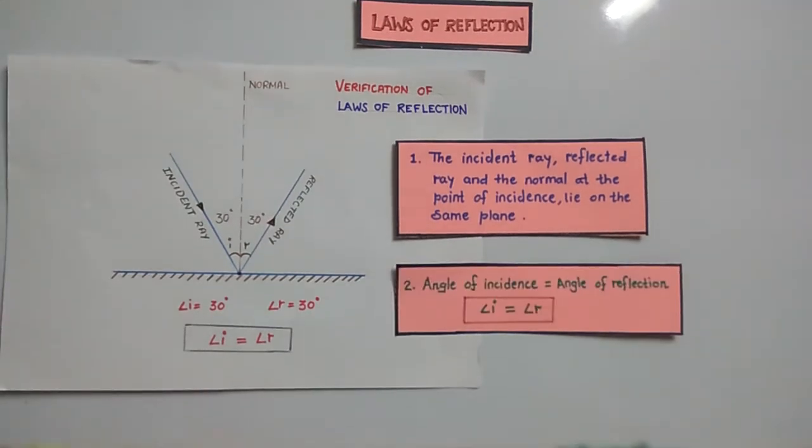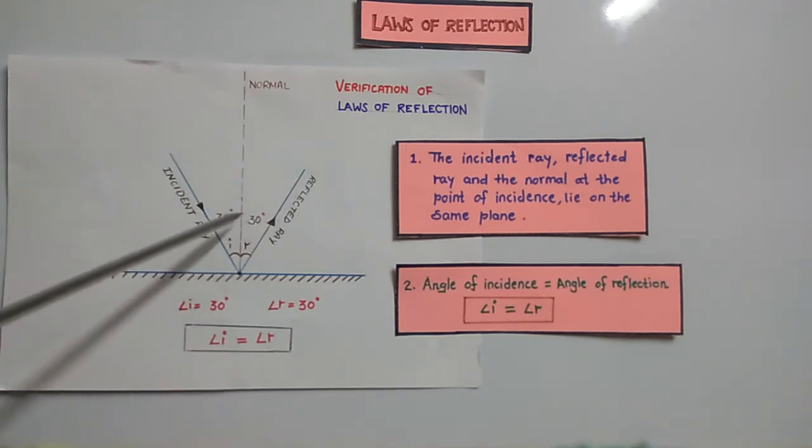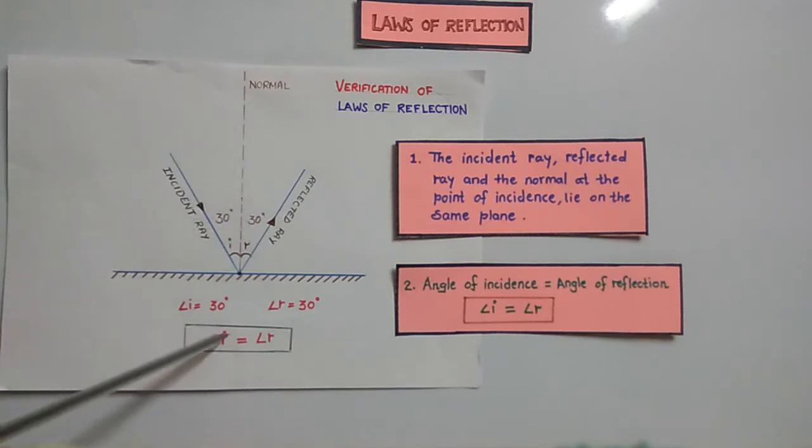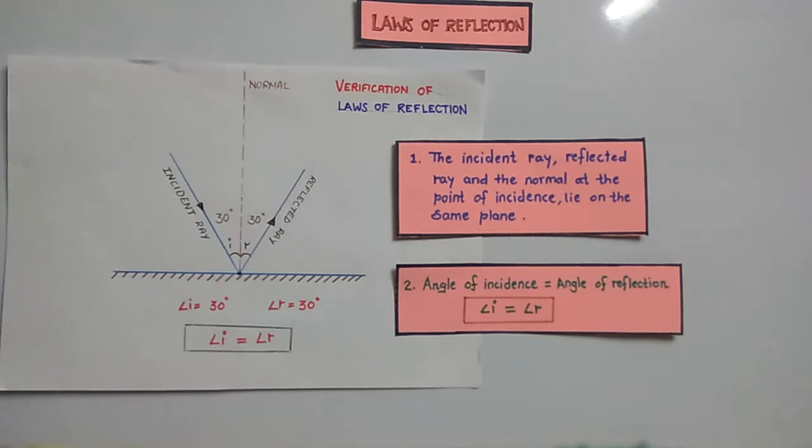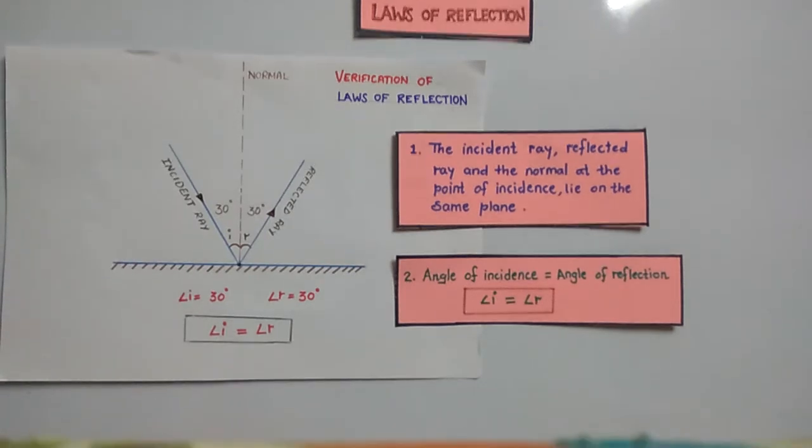The second law states that the angle of incidence is equal to the angle of reflection. Angle of incidence is nothing but the angle between the incident ray and the normal. In this case it is 30 degrees. And angle of reflection is the angle between the reflected ray and the normal. So angle of incidence is equal to angle of reflection. This is the second law, and we are going to verify these two laws practically.